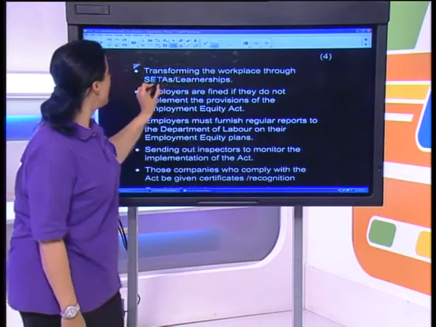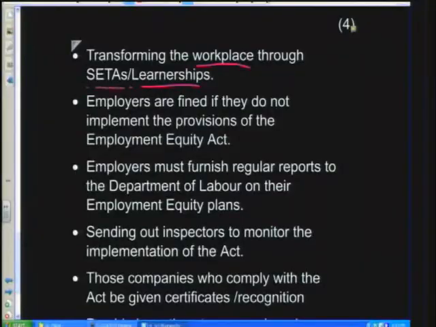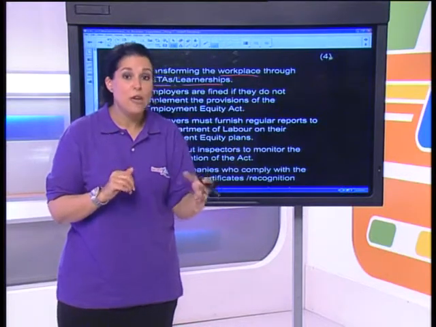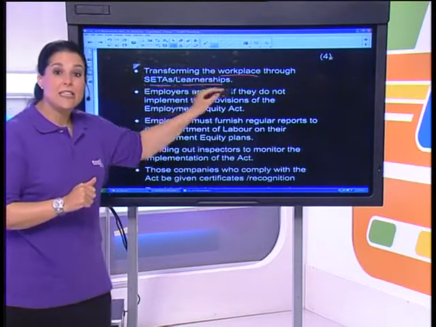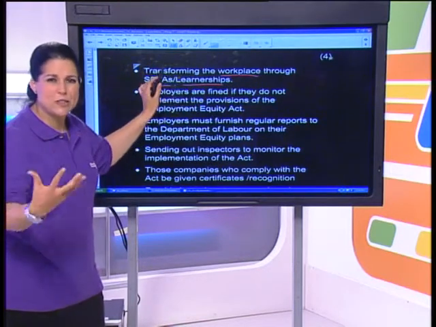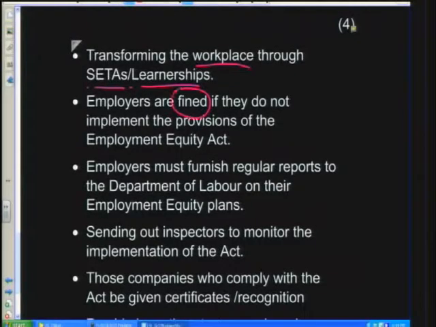We're saying we want to transform the workplace through learnerships and CETAs. Remember CETAs, we said, for every sector, they've got an authority that determines the skills and courses and training needs for that sector. So they're saying government can ensure that the workplace is transformed, made better through all of the learnerships and skills that people can get. Employers are fined. Wow. Did you guys know that? They can get a fine if they don't implement the Employment Equity Act.